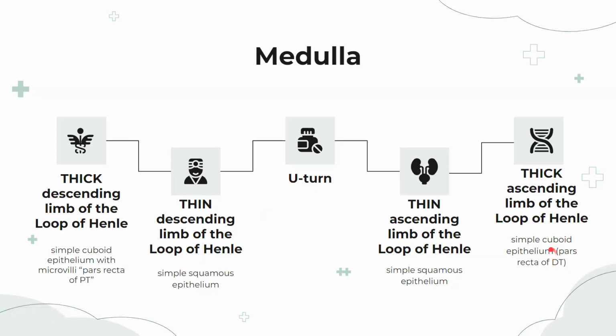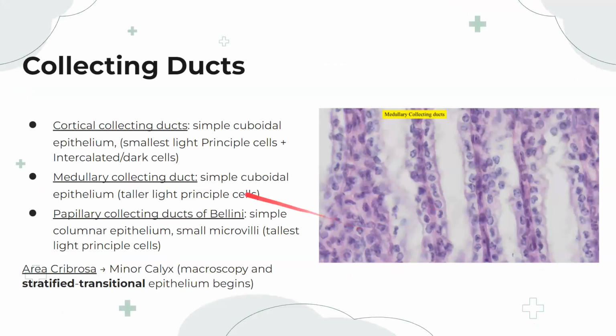Now this one does not have microvilli, and this one does have microvilli because it's right next to the proximal tubule. There will be microvilli here, but there won't be microvilli in this one. And yeah, so the thick ones have simple cuboid, and the thin ones have simple squamous. Moving on to the collecting ducts. We have cortical collecting ducts, which we just talked about. These are the ones that are in the cortex, so the portion of the collecting ducts that's within the cortex.